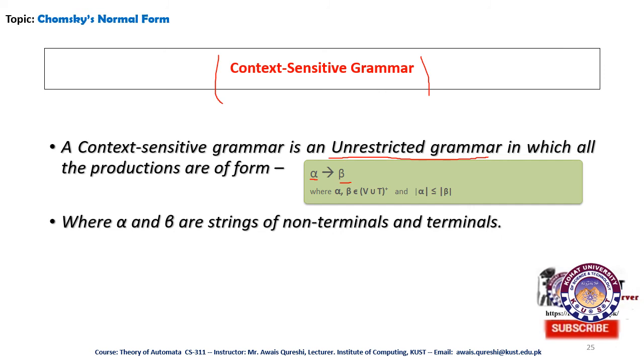So in context free grammar and in Chomsky's normal form, we have seen that the left hand side is always a non-terminal, but in this case it can be a terminal or a non-terminal as well. Alpha and beta can be a non-terminal or a terminal at the same time.